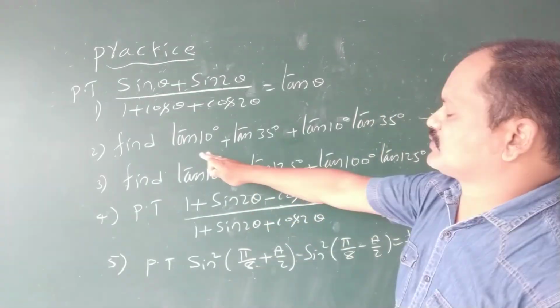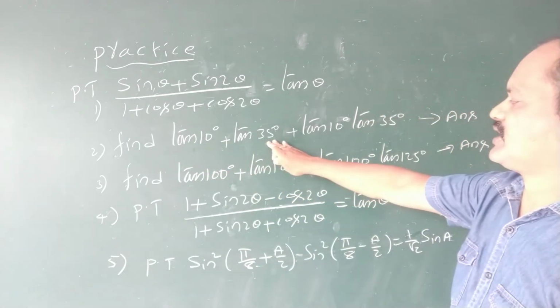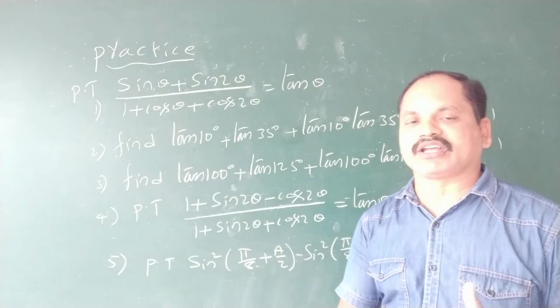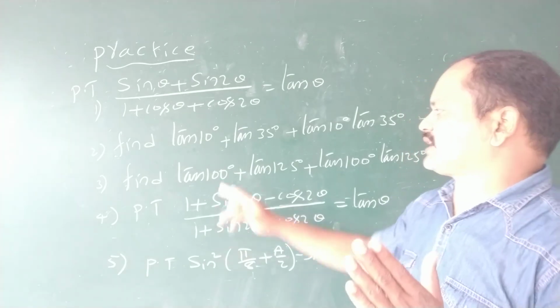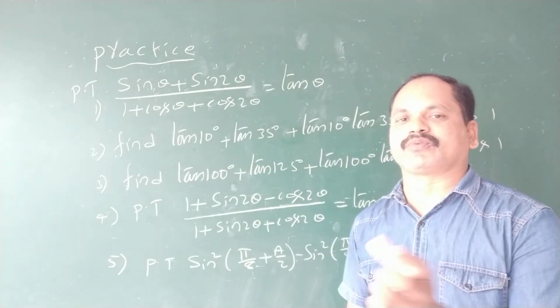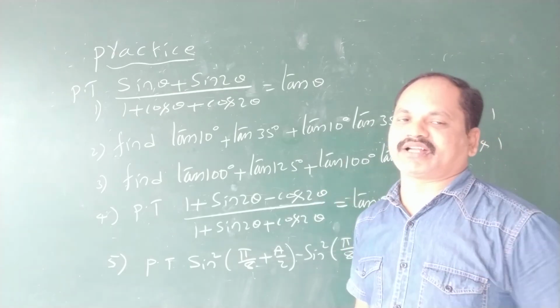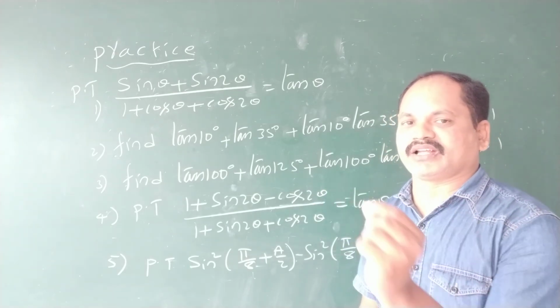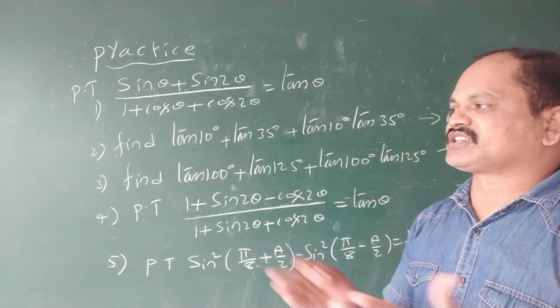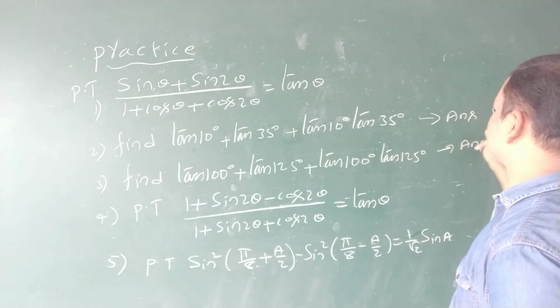Now for this one, tan 10 plus tan 35 plus tan 10 into tan 35 is equal to, just take 10 plus 35 is equal to 45. Apply tan on both sides. Tan of 10 plus 35 is equal to tan 45. That's why after simplification we get the value of this one is 1.